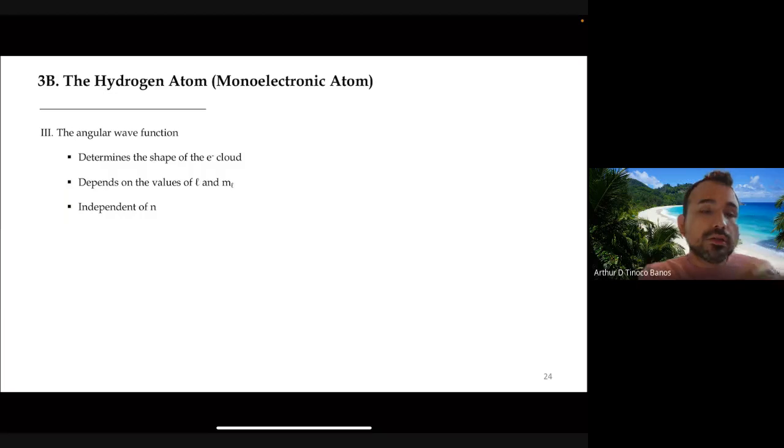Now that was focusing on the radial component of the wave function. Now let's focus on the angular component, the angular wave function. Here we are focusing on the shape of the electron cloud, so not simply the distance of the electron from the nucleus, but also the shape that constitutes the probability of location. This particular wave function depends on the values of L and M sub L, but is independent of N. Let's focus on this more closely.